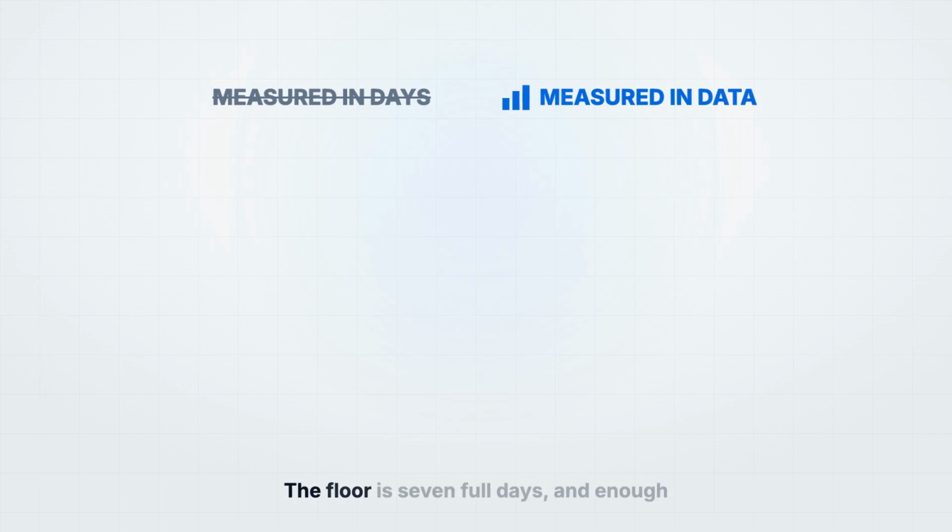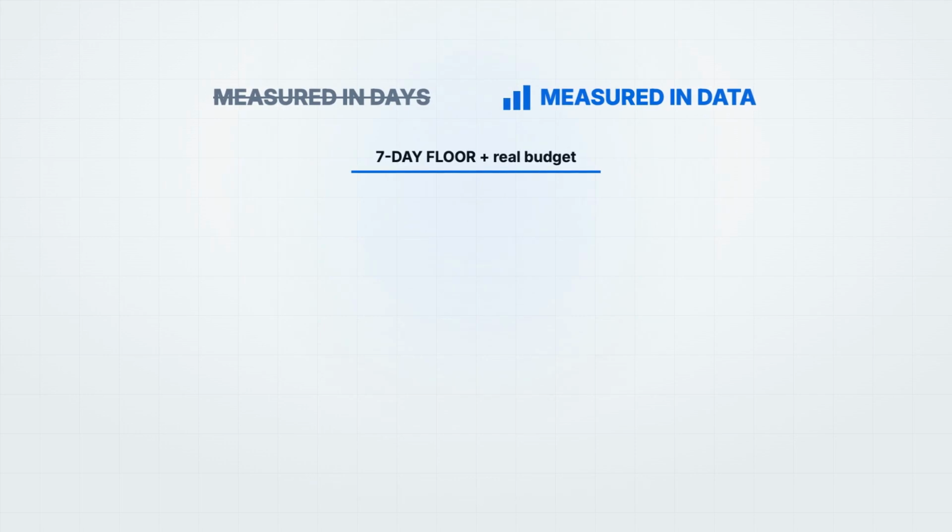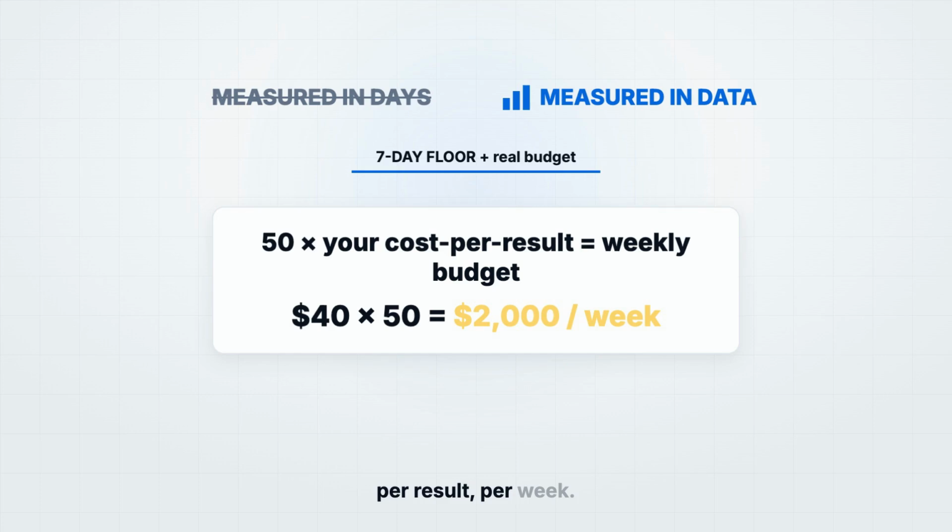So here's the honest answer. You don't measure an ad's life in days. You measure it in data. The floor is 7 full days, and enough budget to give Facebook a real signal. A rough rule the platform itself uses: to exit that learning phase cleanly, you want to spend about 50 times your target cost per result per week. So if you're happy paying $40 for a lead, that's a budget of around $2,000 a week to let one ad prove itself. Now, most small businesses don't have that, and that's completely fine.